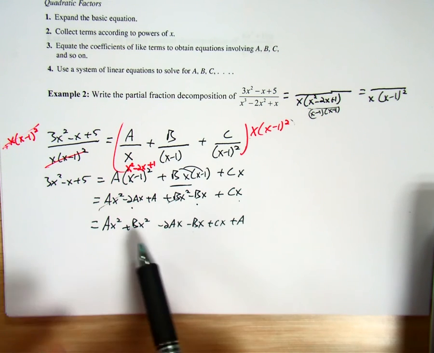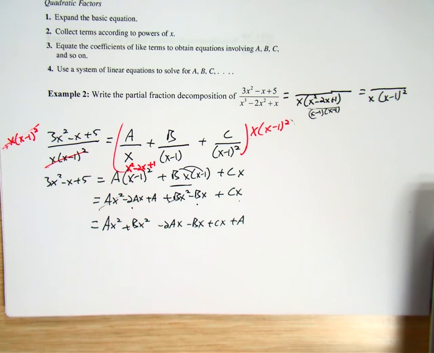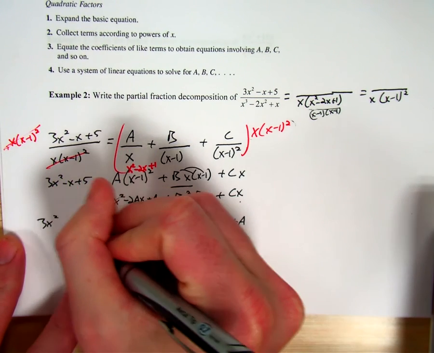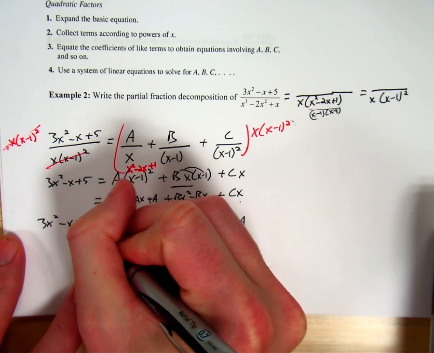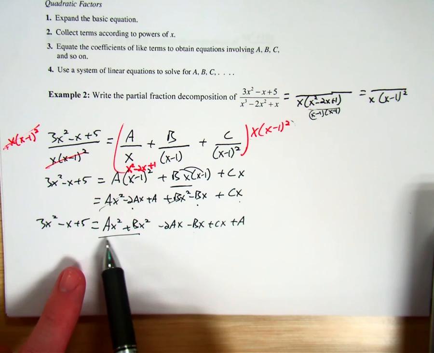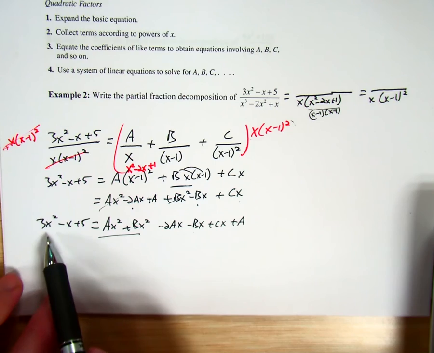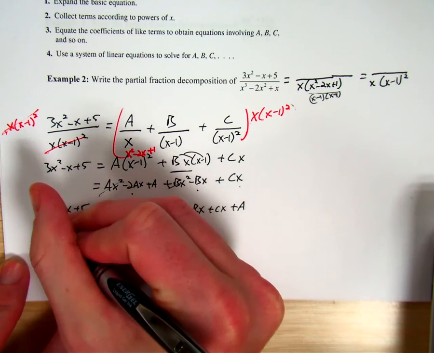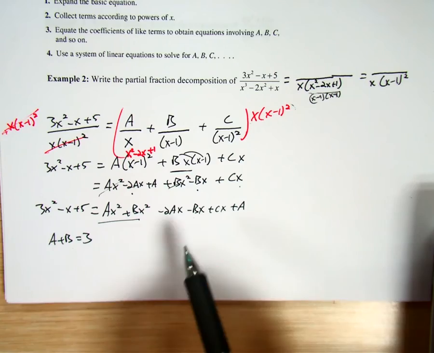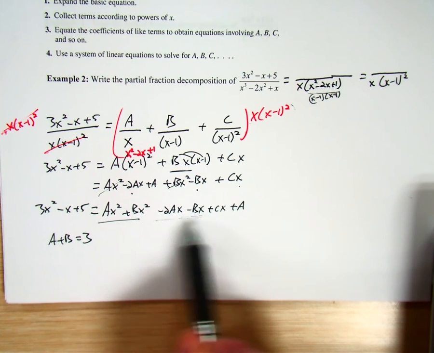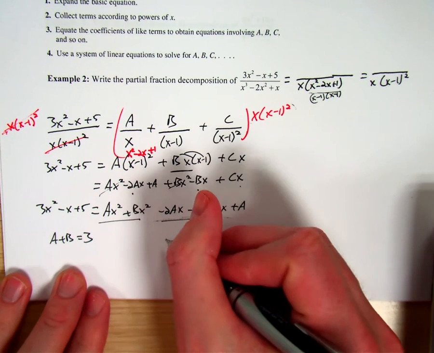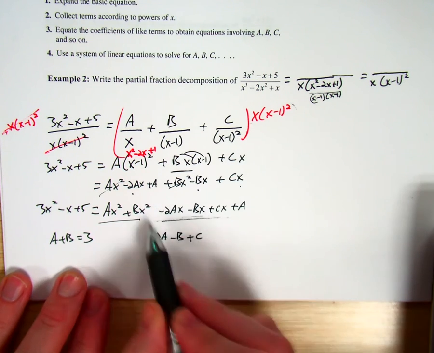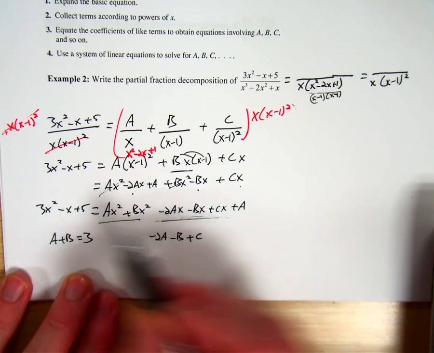Okay, again, you could factor out the x spot, or, I think it's just common sense to be able to look up here. I guess we can write it down again. 3x squared minus 1x plus 5. So my x squared spots, ax squared plus bx squared, needs to match up with 3x squared. So I know that a plus b needs to equal 3. Okay, then my x spots. We have negative 2a minus b plus c. Those are all the regular x's. They need to equal negative 1.